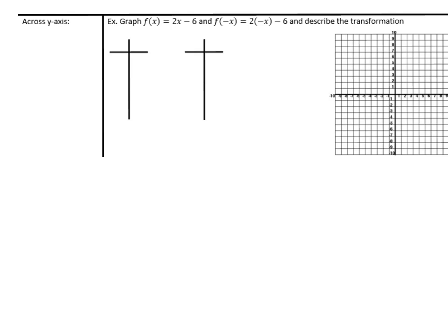One final transformation, reflecting across the y-axis. Now, like reflecting across the x-axis when we made the y-coordinate negative, if we reflect across the y-axis, we simply make the x-coordinate negative. And this can get a little tricky looking on your picture, but when we're done, we should have a reflection over the y-axis. It says graph f of x equals 2x minus 6, and f of negative x equals 2 times negative x minus 6, and describe the transformation. Once again, let's graph f of x first. There's our original parent function for this transformation.